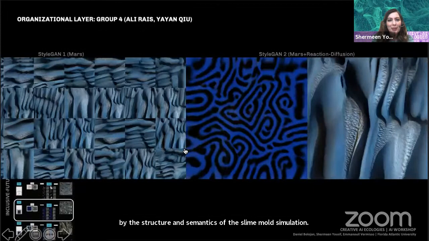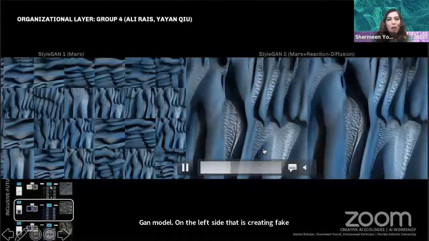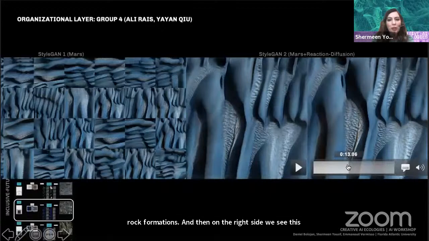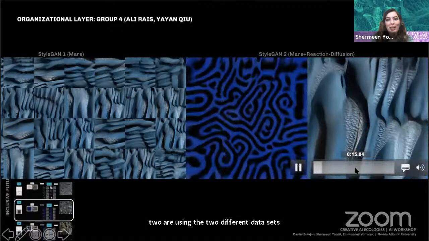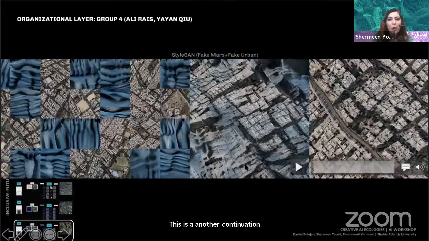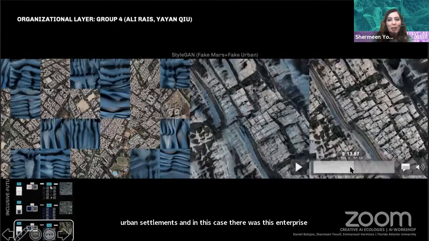That's one example. In another example, you can see that we have a StyleGAN model on the left side that is creating fake Mars rock formations. And then on the right side, we see this interpolation between a reaction diffusion dataset and also the Mars formation. And this interpolation is based on breeding these two, or using the two different datasets in the StyleGAN. This is another continuation of the same group, where they had now combined the Mars formation with the fake urban settlements. And in this case, there is this interpolation between these two different datasets.